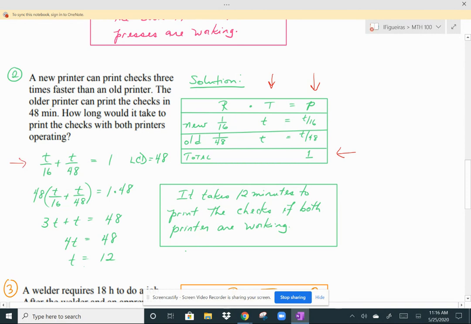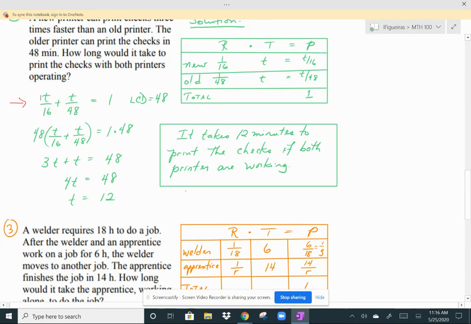T over 16 plus T over 48 equals 1. The LCD for 16 and 48 is 48. Multiply both sides, don't forget to multiply the right side as well, by 48. When you simplify, you get 3t plus t equals 48. So that's 4t equals 48. Divide by 4, and you get that t is equal to 12. So in terms of this problem, it takes 12 minutes to print the checks if both printers are working.